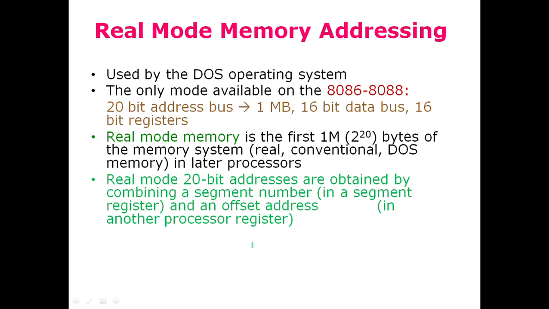They use a 20-bit address bus, and a 20-bit address bus is sufficient to address 1 megabyte of memory. The data bus is 16-bit in the 8086, while it is an 8-bit data bus in the 8088 microprocessor. All of the registers in both of these microprocessors are 16-bit registers. Real mode addresses the first 1 megabyte of memory, which is also called the real or conventional or DOS memory. In later processors, because they can have more memory, the first 1 megabyte is called the real memory.